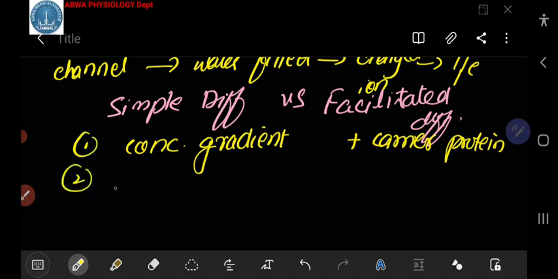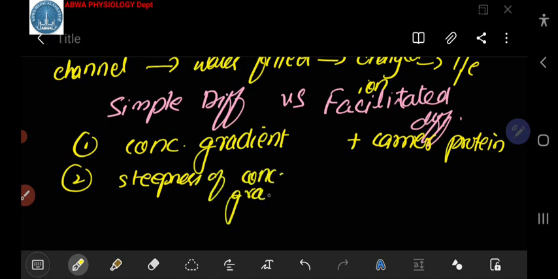Rate of diffusion. We already discussed the factors, but in this comparison it depends upon the steepness of the concentration gradient. When there is a much higher concentration in one region and a low concentration in another region, the rate of diffusion would be higher, as we have already discussed.